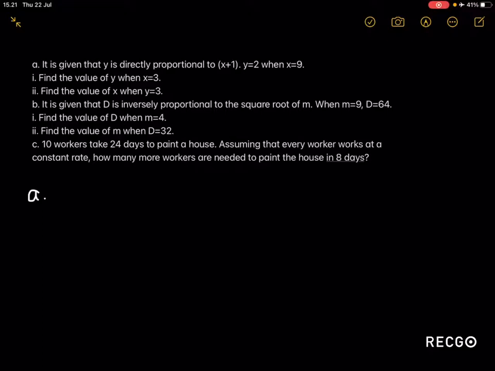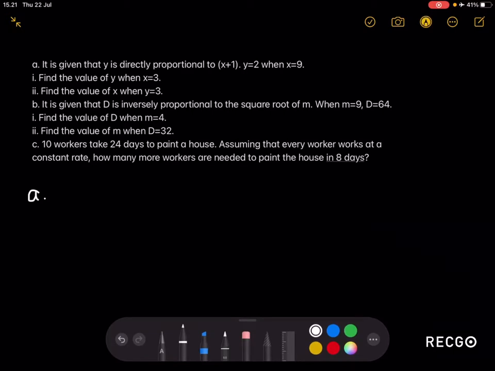Here we're going to look at another proportion reality problem. So here we have three parts. For part A, it is given that y is directly proportional to the expression x plus 1 and y equals 2 when x equals 9. We need to find the value of y when x is equal to 3, and then we need to find the value of x when y is equal to 3.